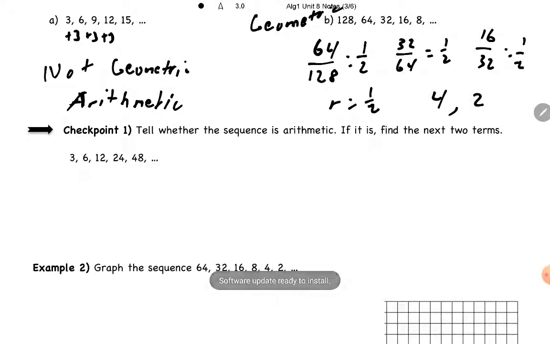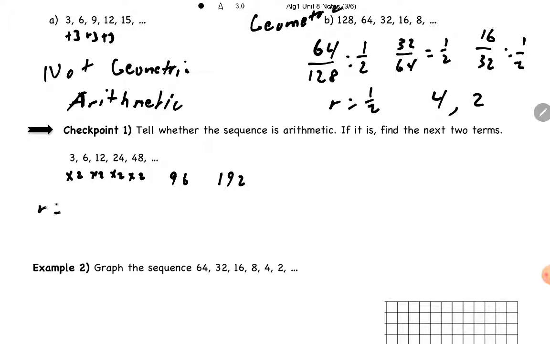Okay, tell whether the sequence is arithmetic. If it is, find the next two terms. So I'm multiplying by 2 to get from 3 to 6, multiply by 2 again to get 6 to 12, times 2, times 2. 48 times 2 is 96, times 2 is 192. My common ratio is r equals 2. It is geometric.